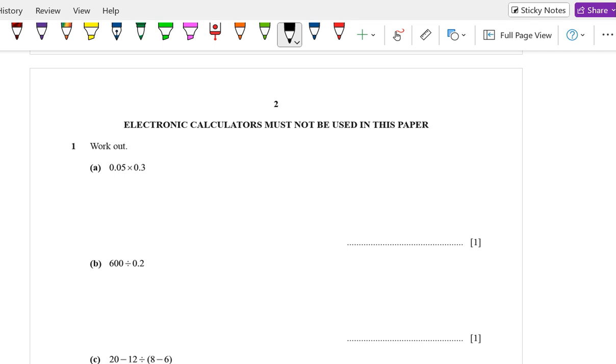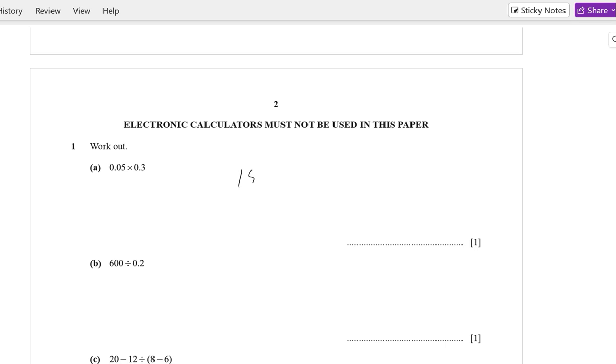Alright, in question number one, it's simple multiplication. You can just simply multiply 5 with 3, that would be 15. Now count the decimal places, 3. So you move 3 decimal places backward. Your answer would be 0.015.